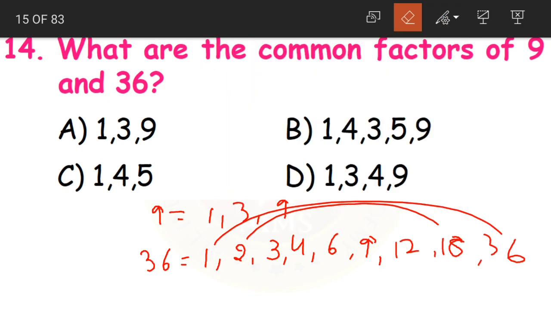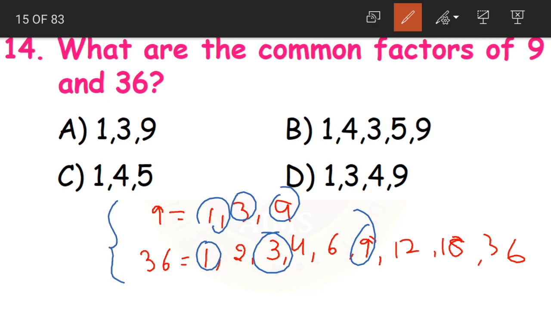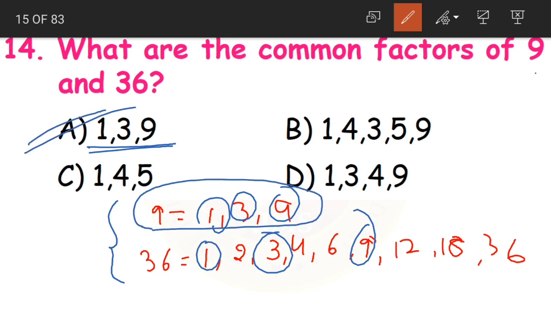So if you look at both the numbers here, what are the common factors of 9 and 36? 1, 3 and 9 are the common factors of 9 and 36. Now if you think in a smart way, children, you need not even do this whole thing. After writing the factors of 9, you can simply say that option A is our correct answer. Why? Because 9 has only these 3 factors. Here 4 and 5 are not factors of 9.